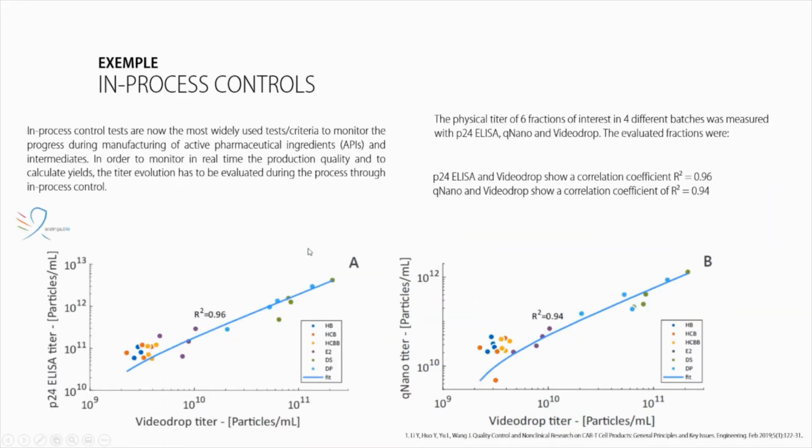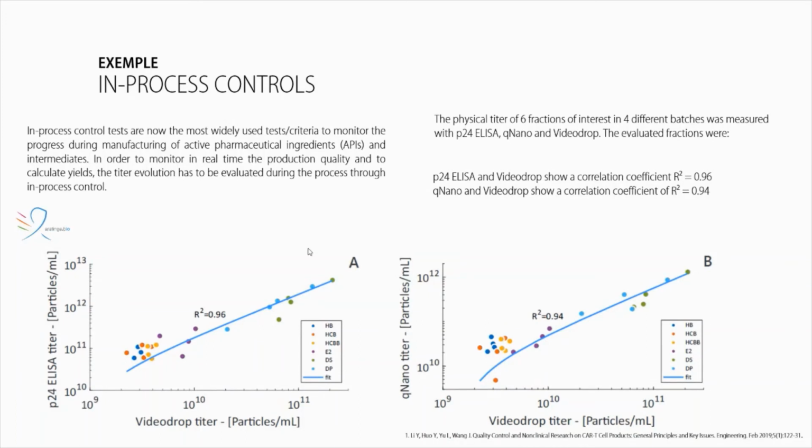A second direct application of the Videodrop is for in-process controls. In-process control tests are now the most widely used test criteria to monitor the progress of the process during manufacturing of active pharmaceutical ingredients and intermediates, in order to monitor in real time the production quality and to calculate yields. The titer evolution has to be evaluated during the process through in-process controls.